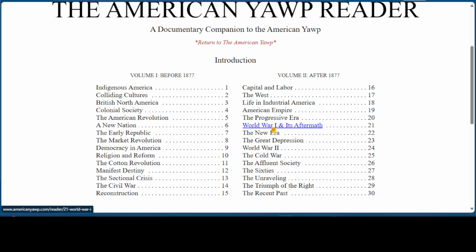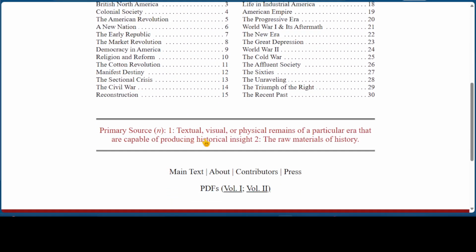So here's World War I and World War II, the Great Depression. So the Roaring 60s is what I call them. So you can definitely jump around if you want to just highlight certain points in history, or you can follow it all the way throughout.